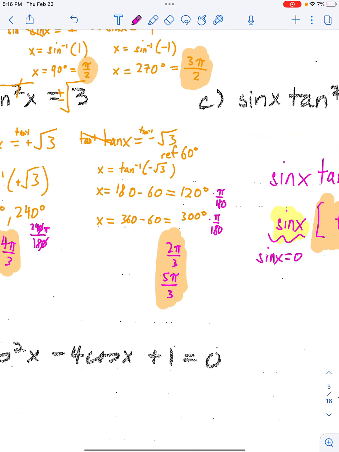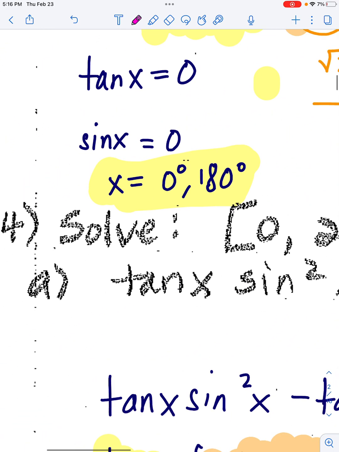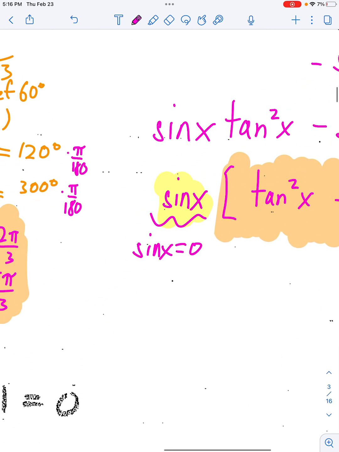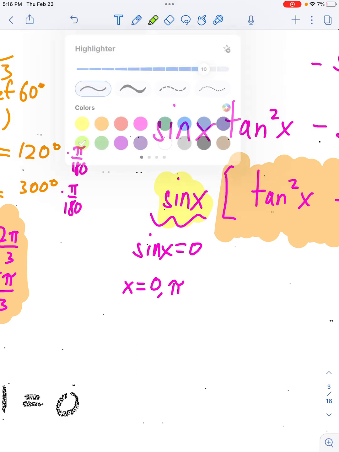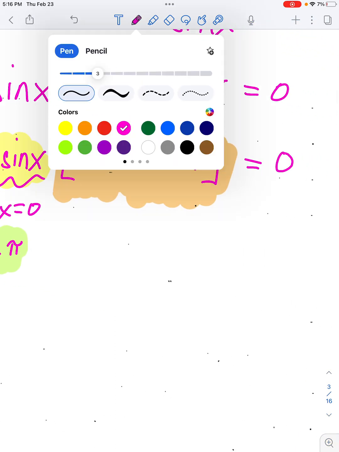I did that in this problem back here on our quadrantals. So it's going to be x equals 0 degrees and 180 degrees. That's going to be 0 radians and pi radians. So that's going to be one of our pairs of answers. Let's highlight that in green so we don't confuse. Now let's solve the orange part.